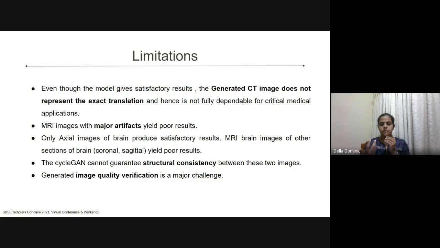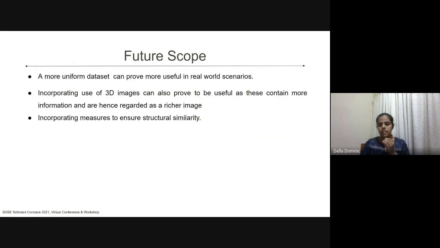Last, and yet again another important limitation, is the lack of a proper metric to evaluate how accurate the generated CT is. One reason is the fact that we're using unpaired images. So relying completely on MRI and reconstructed image comparison is not a completely right method and right metrics. These three metrics are not the exact metrics and don't give full information on how correct the translation is. And that brings us to the future scope of the project.